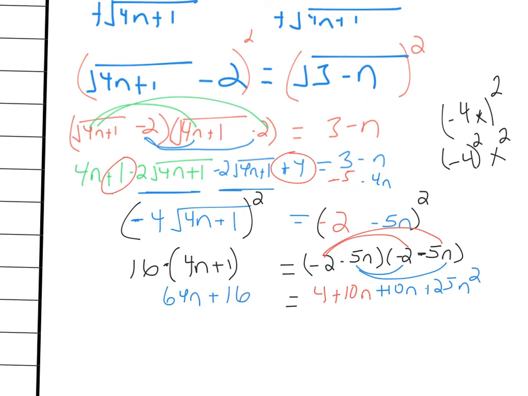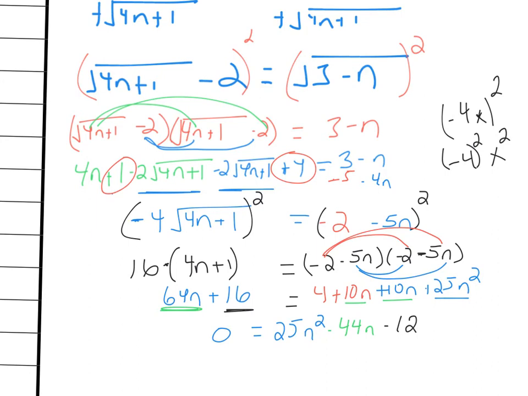And now I'm going to move things around and combine like terms. So I'm going to write equals 0. I'm going to move the 25n first. I'm going to combine 10n and 10n, which makes 20n, but then I have to subtract 64n from that to give me negative 44n. And then last but not least, I have to move over the 16, so I have to subtract 16 from the 4. That should be 12, no, 4 minus 16 is negative 12.